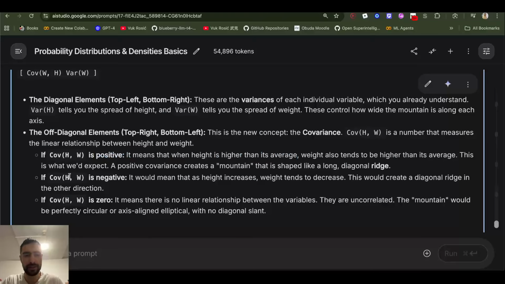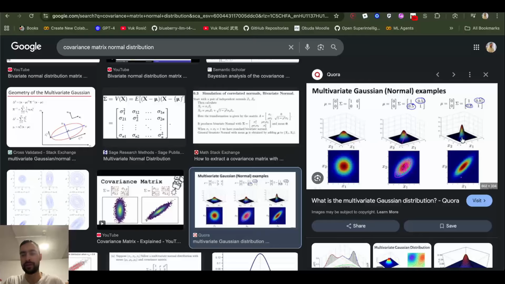If the covariance between height and weight was negative, that means that as height increases, the weight decreases, which is not going to happen in this example, height and weight, but it can happen in other types of variables. So then you would get a diagonal shape, but in the other direction, the other diagonal. So as you increase x, the y will go down. Higher x and y goes down, so you get the other diagonal.